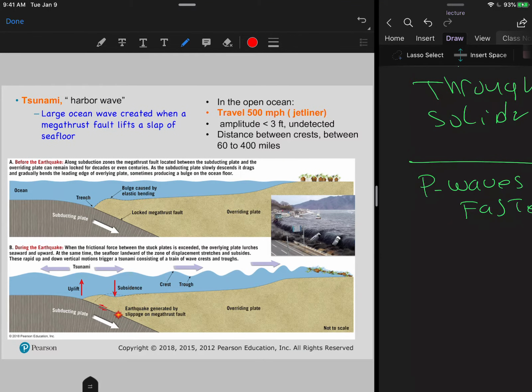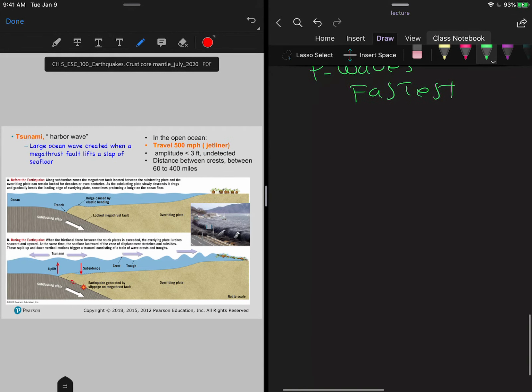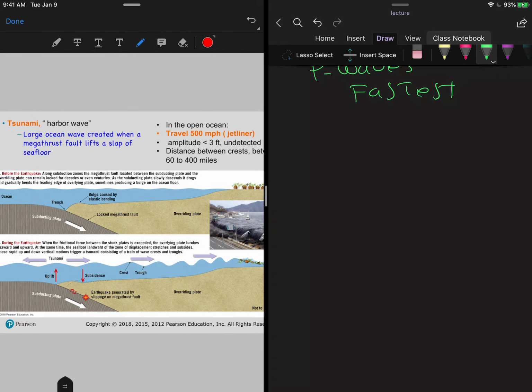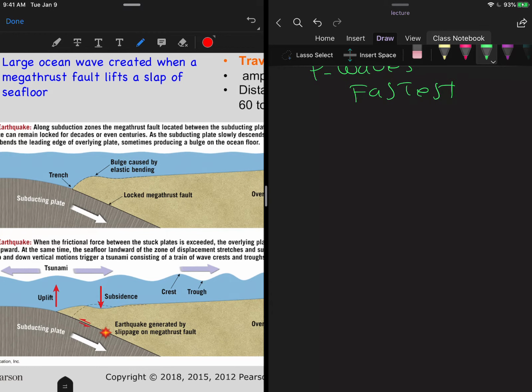But now we're going to learn about tsunamis. So how do tsunamis work? Tsunamis are related to, or a byproduct of, these megathrust fault earthquakes. Again, you can actually see it in the visualization of how the megathrust fault works.